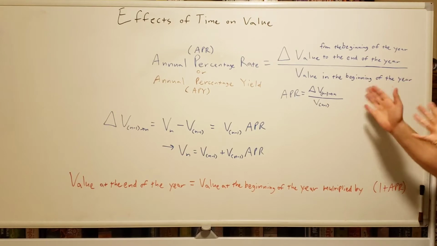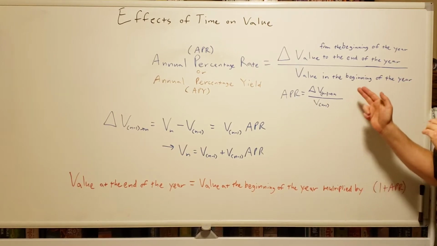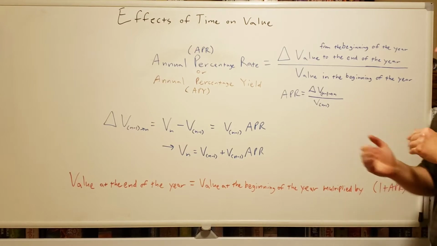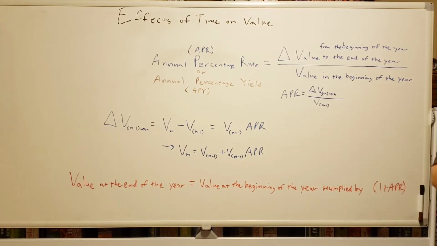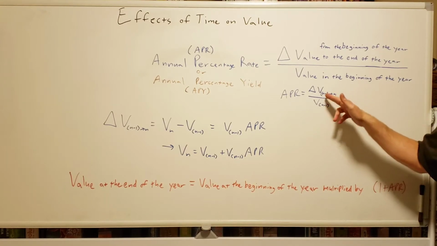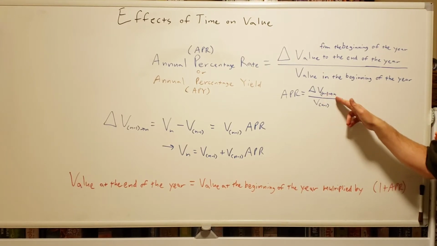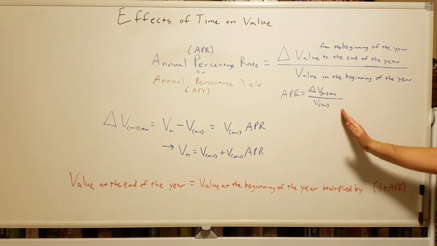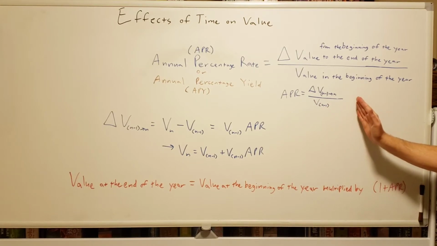Want to do it this way so that we treat n as the number of the end of the year. So if I went from year 0 to year 1, n would be 1. So it'd be the change from 0 to 1 divided by the value at 0. All right? Hopefully that's not confusing, because it'll be an important concept going forward.